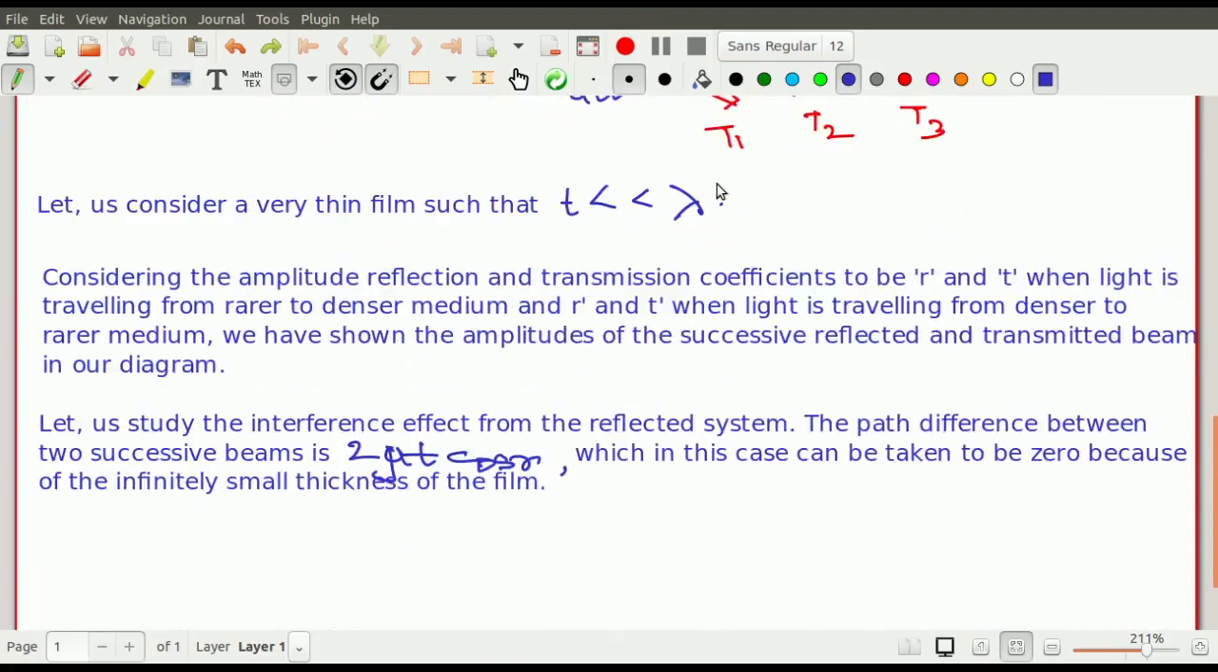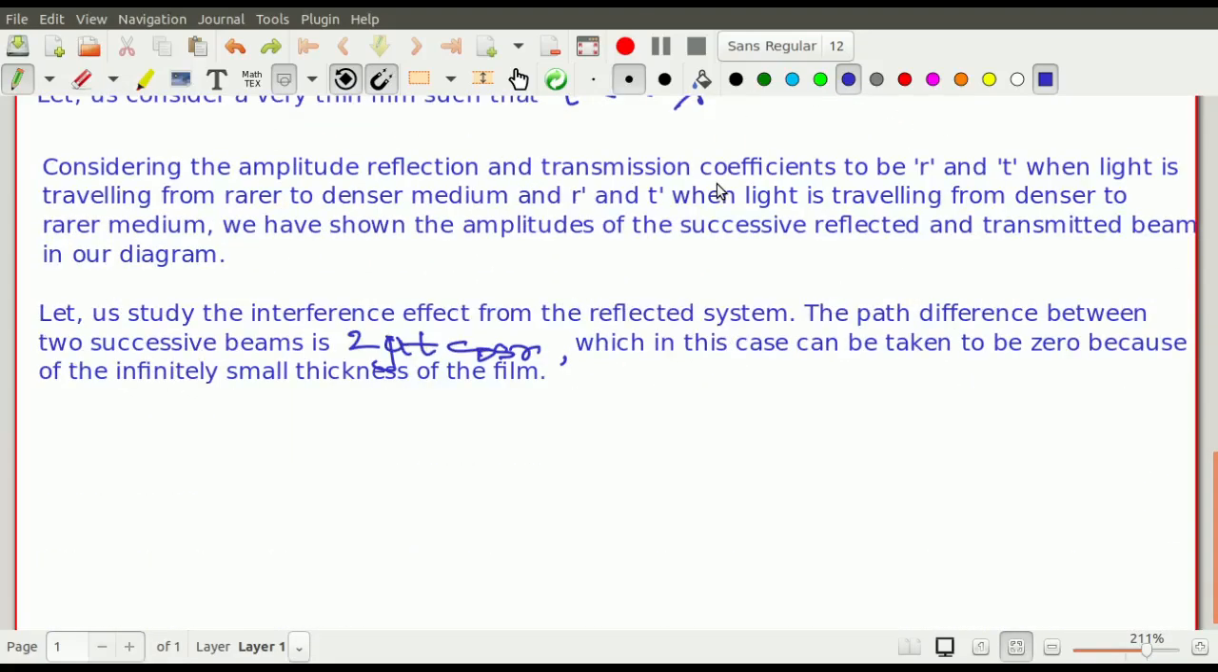So whatever I mean to say is that for the net effect, just adding the amplitudes will solve the issue for you, and the net value of the amplitude will tell you whether it will be bright or dark under these circumstances. So the path difference between two successive beams is 2 mu t cos r, which in this case can be taken to be 0 because of the infinitely small thickness of the film.